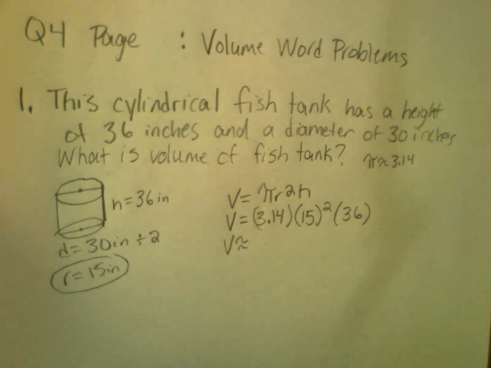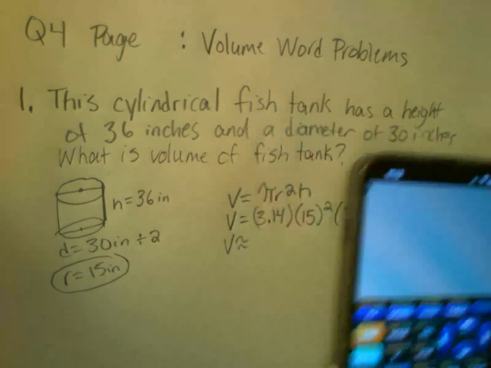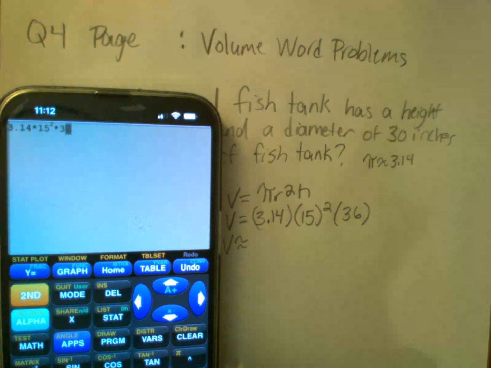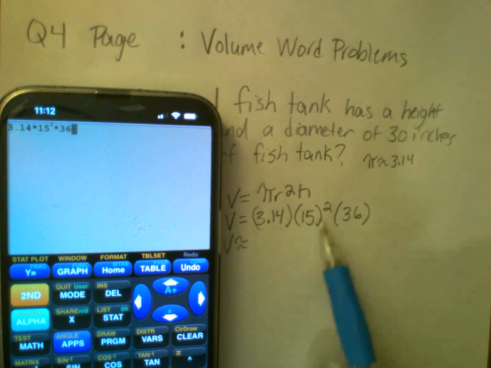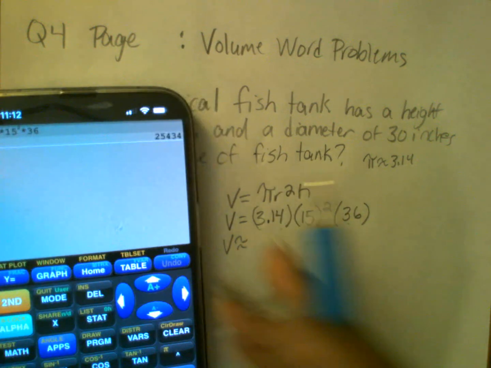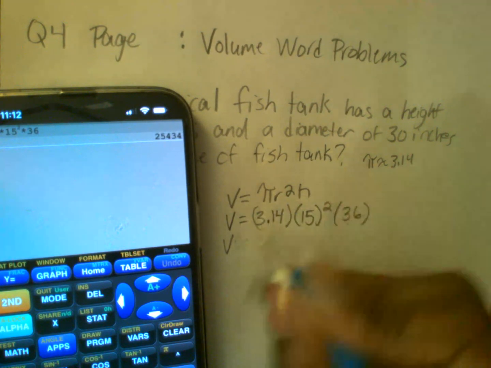All right, so I'm going to use the calculator on my phone. Okay, so this is what I should type in. I've got 3 and 14/100, then I have times 15 squared times 36. Make sure you type it in correctly, okay? And press enter there. And this is actually equal... it came out perfectly. Don't even have to round.